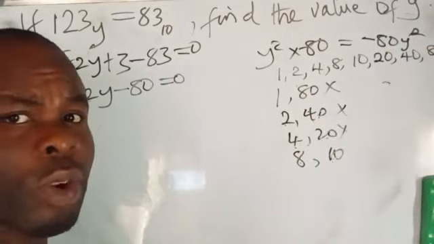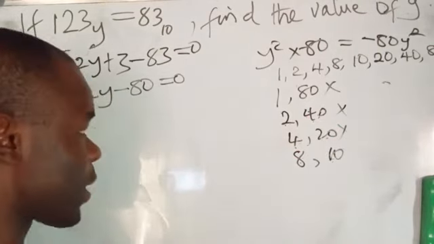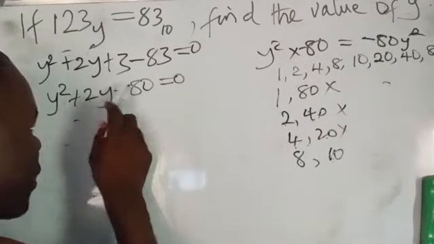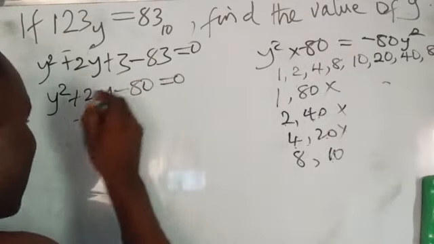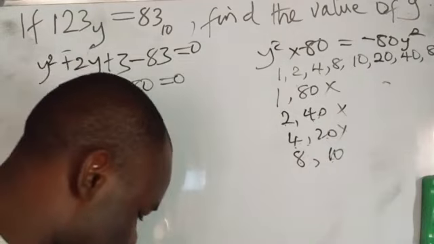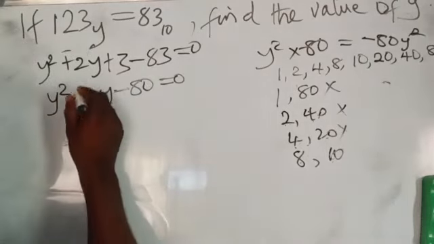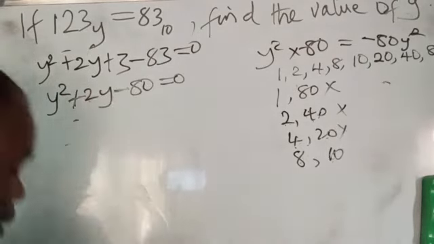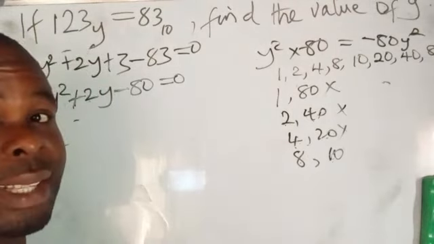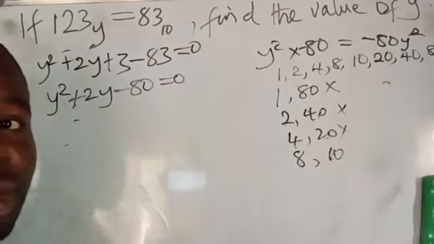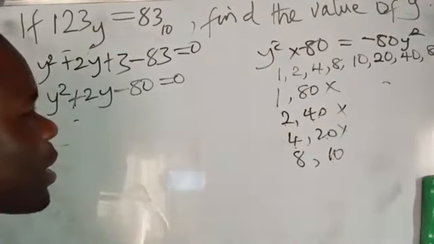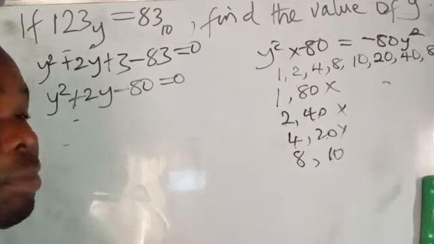But the question you will ask yourself here again is, since we have minus 80 at the end and we have plus at the middle term, what are we going to do in this kind of problem now? So we have selected the right pair, right? But the next thing to do here is to add a negative sign, that is minus.